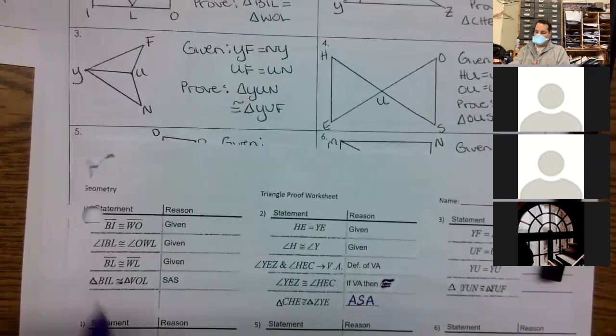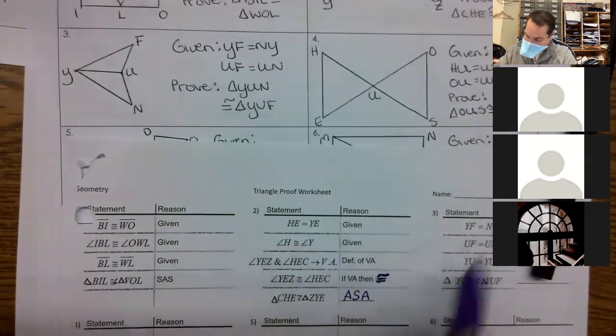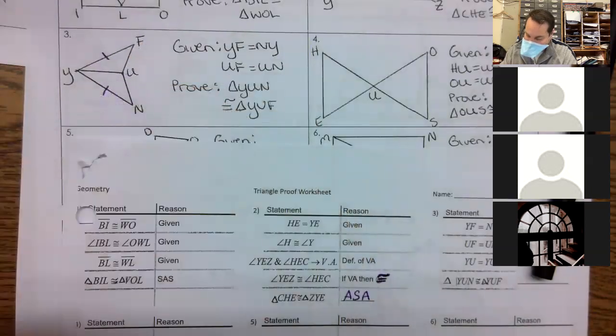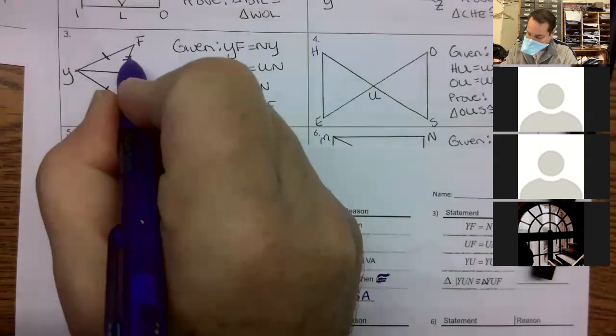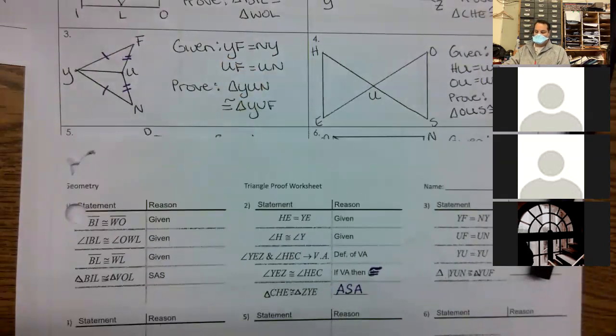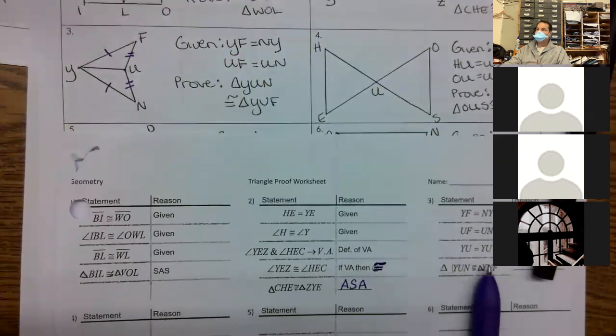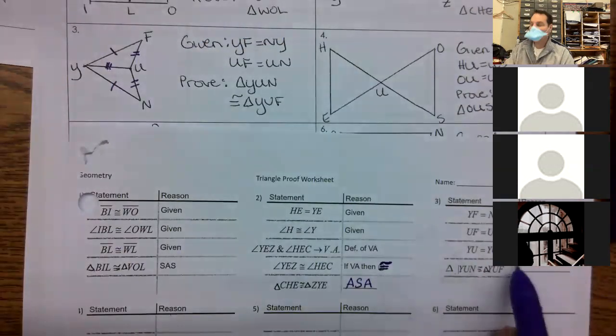Take a look at proof number 3. And this one has not been annotated yet. So as we write YF is congruent to NY, put the marks on there. UF is congruent to UN, put the marks on there. We've only got two pieces of information, so we need to find a third one. There's no vertical angles this time. And on the answer sheet, I show you that it's YU equals YU. So we know it's going to be these things marked congruent. But why is that true?